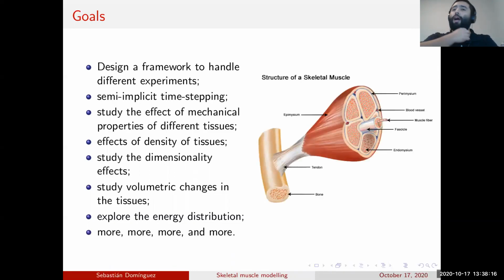Okay. And there are many other goals that I didn't want to put too much text on my slide, and a picture, so I changed that.